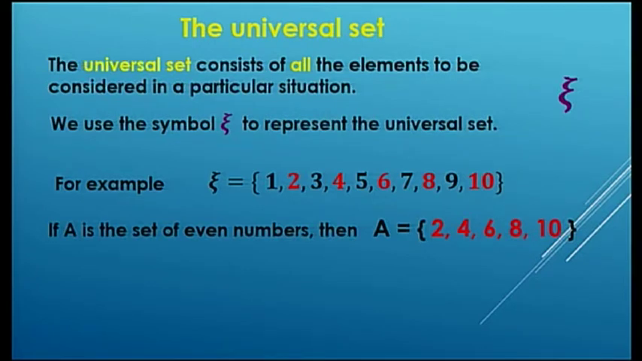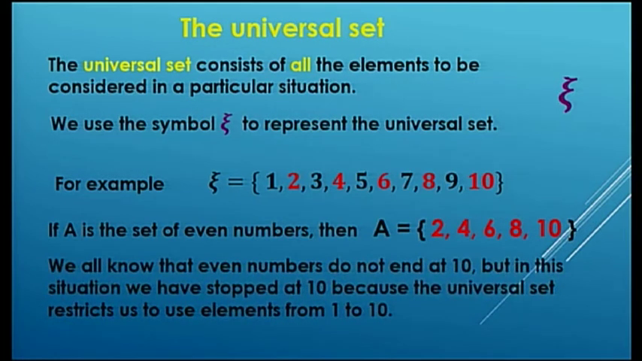But we all know that even numbers do not stop at 10. But here the universal set restricts us to numbers from 1 to 10. That is, the set A is a subset of the universal set. We need to take elements from the universal set. Okay, so we must not forget that we cannot go beyond the universal set.